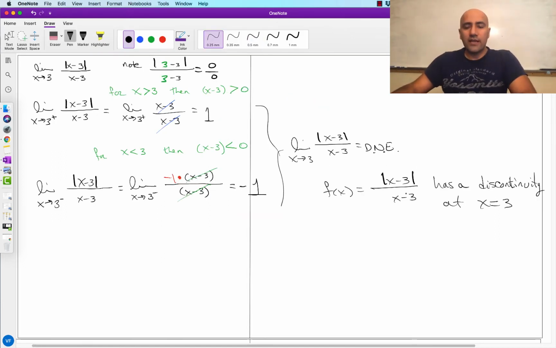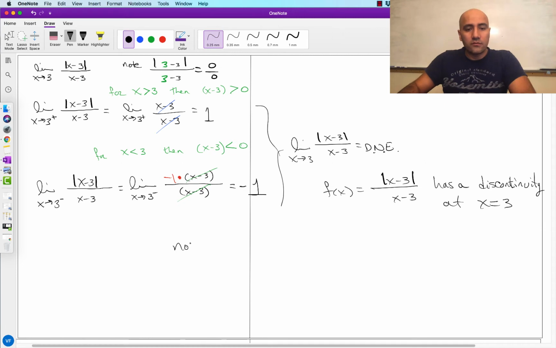So this function has a discontinuity at x equals 3. That part should be fine. But then, is there a one-sided continuity? As x approaches 3 from the right-hand side, the limit exists and equals 1. And as it approaches from the left-hand side, there's a temptation to say that it's a one-sided continuity. But in this case, that's not going to be true because the function does not exist when we try to evaluate at x equals 3.